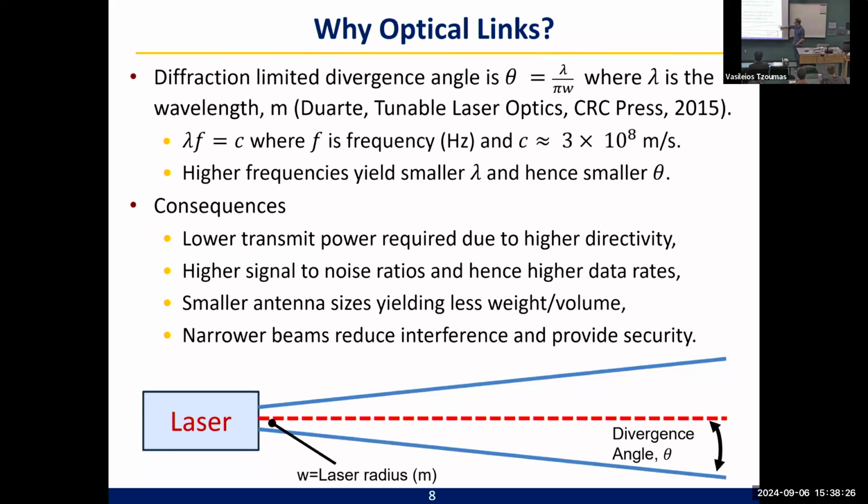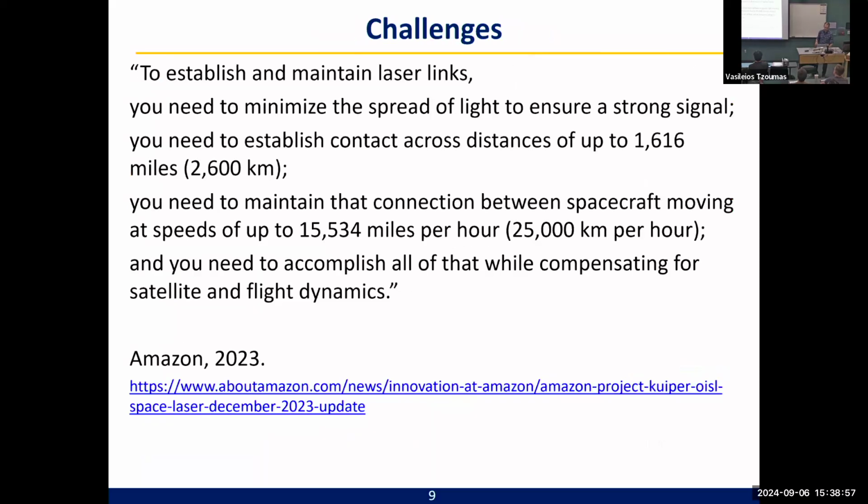Because the beam is not diverging as much at a much higher frequency, you need lower transmit power. You're able to direct the beam more precisely at what you're aiming at. That also means you get higher signal-to-noise ratios and higher data rates. It also means the transmitter-receiver part of the laser can be much smaller. You can choose smaller widths. And there's a security aspect as well. If you can make a narrower beam, it's less likely that somebody could intercept the data you're sending. So there are lots of reasons to be doing this at a very high frequency.